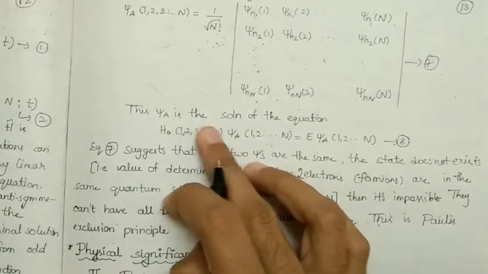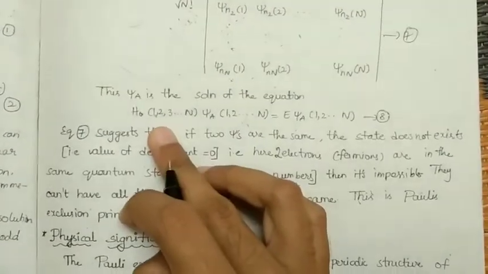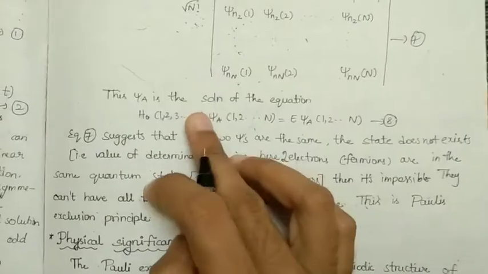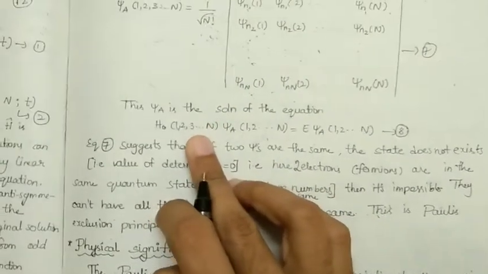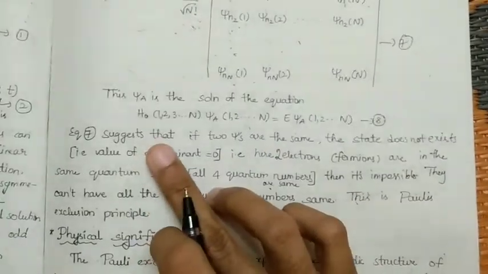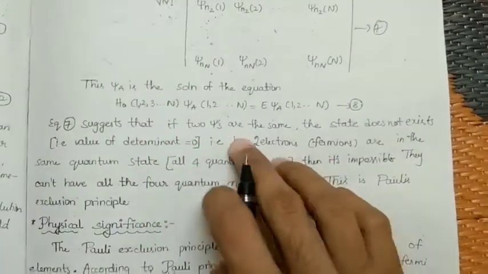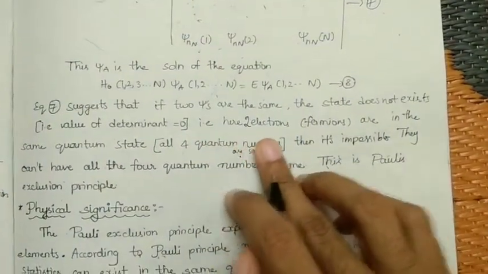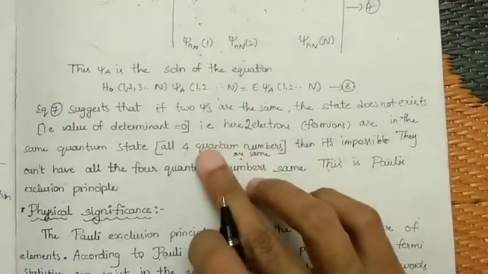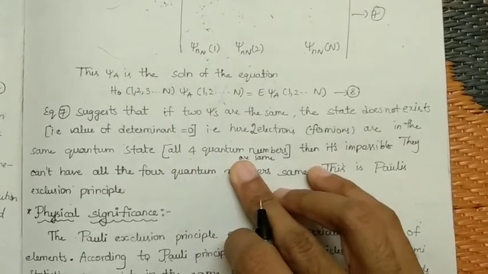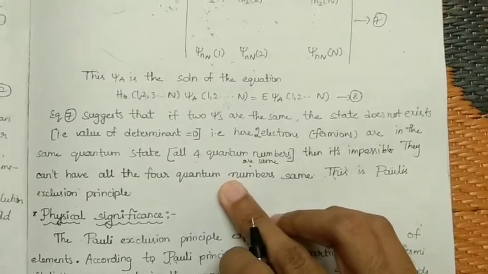This psi a is a solution of the equation with h naught. So this is the solution for the equation, h xi is equal to E xi. So for the antisymmetric wave function, equation 7 suggests that if two xi's are the same, the state does not exist, because the value of the determinant is 0. That is, if two electrons are in the same quantum state with all 4 quantum numbers the same, it is impossible. They cannot have all 4 quantum numbers the same.